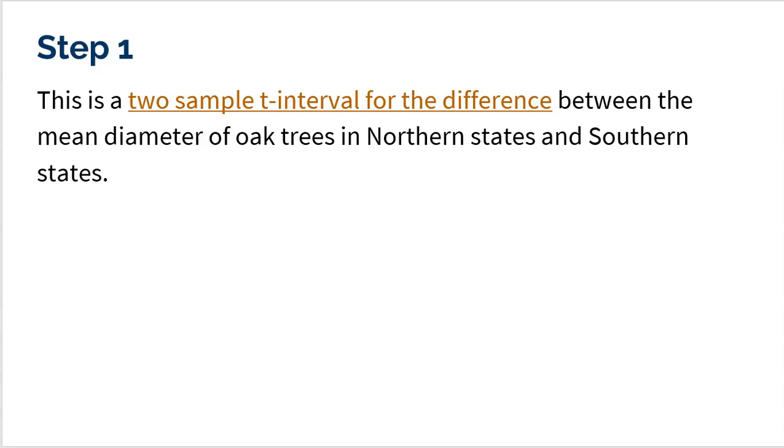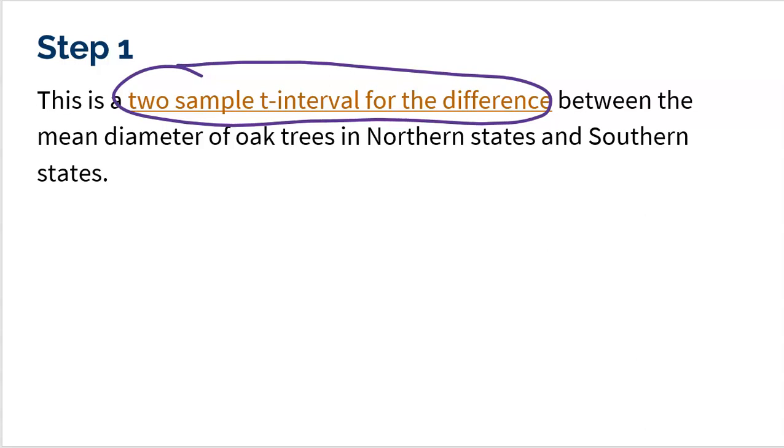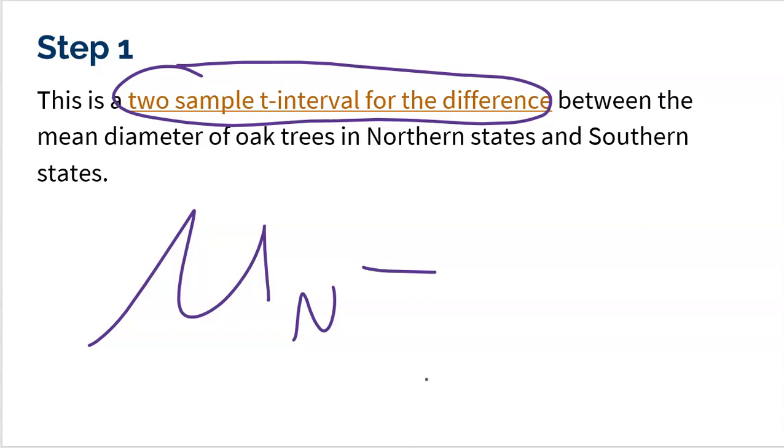So this is a 2-sample t-interval for the difference. Now you've got to give that context: the difference between the mean diameter of oak trees in northern states and southern states. I'm looking for the true difference between the mean from the north and the mean from the south. That's what I'm trying to find, and I need a 2-sample t-interval to find it.